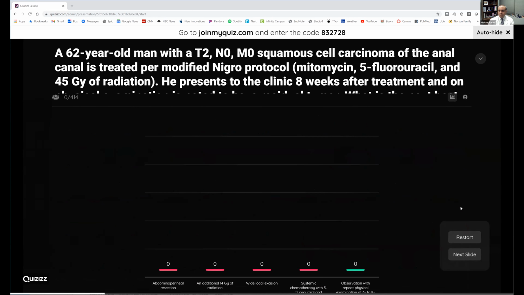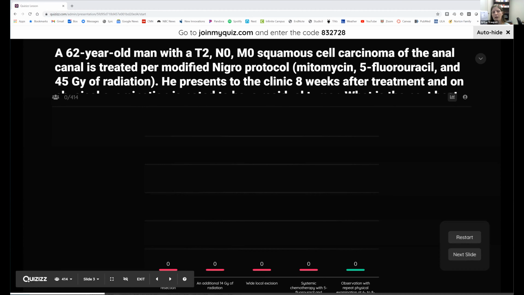So for this question, the correct answer is observation with repeat physical examination at 6 to 8 week intervals. So the key to this question is understanding the time frame in which tumor response occurs for anal squamous cell carcinoma after Nigro protocol. And it is important that you know what Nigro protocol is, because that is also a frequently tested question. But essentially you're examining this patient 8 weeks after treatment, but they may continue to have tumor regression really up to 6 months, although in general, probably 16 weeks is going to be when most patients are going to show at least a fairly maximal response.